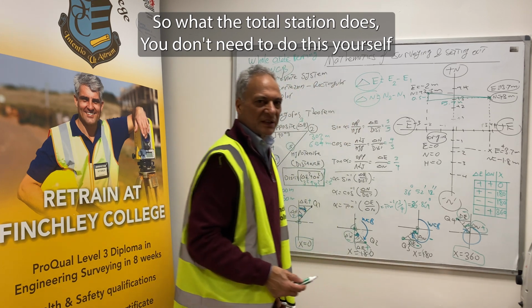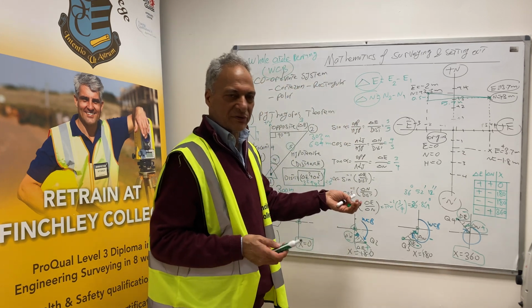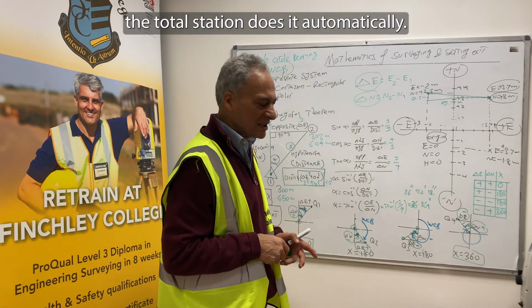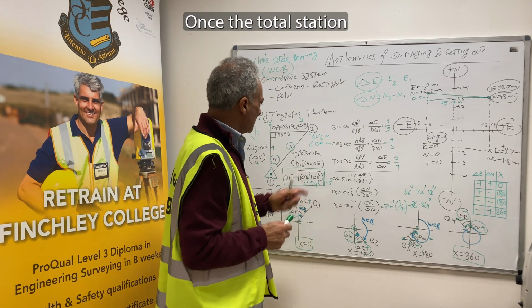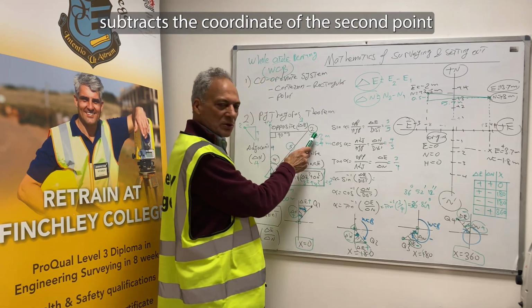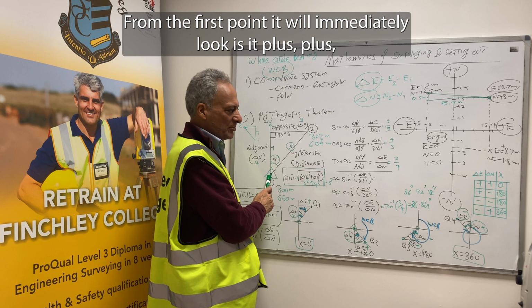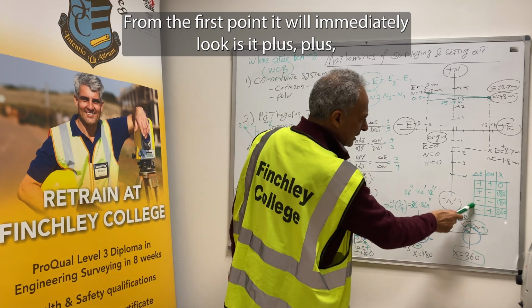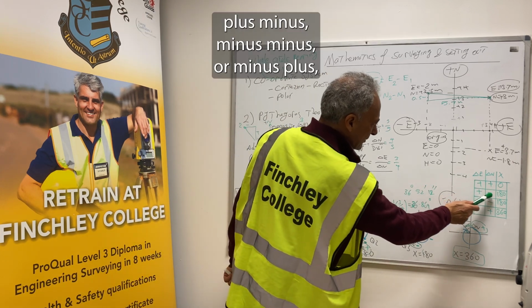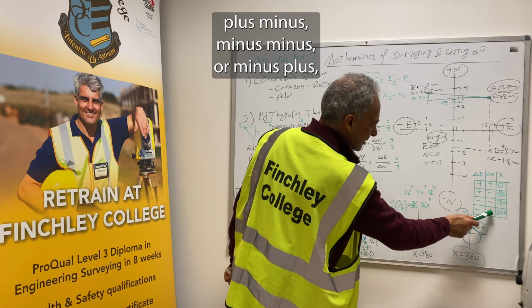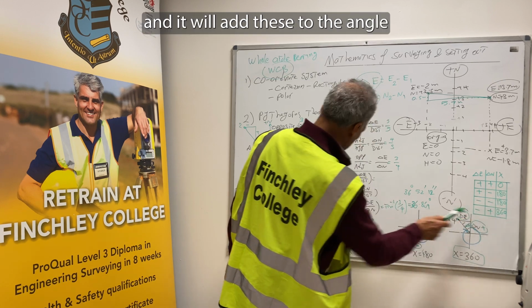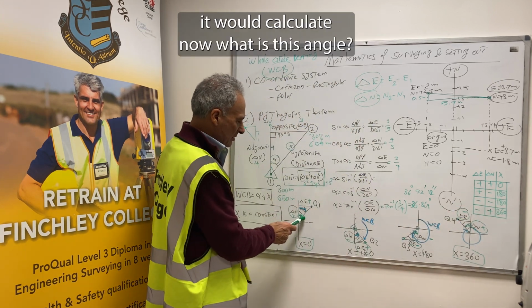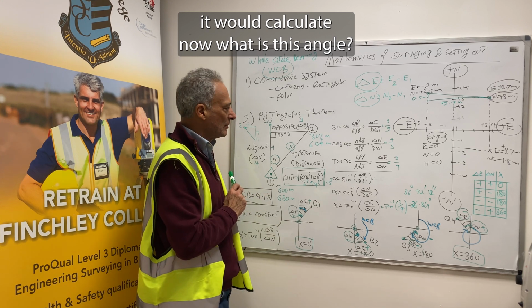So what the total station does, you don't need to do this yourself. The total station does it automatically. Once the total station subtracts the coordinate of the second point from the first point, it will immediately look: is it plus plus, plus minus, minus minus, or minus plus, and it will add these to the angle it will calculate. Now, what is this angle?